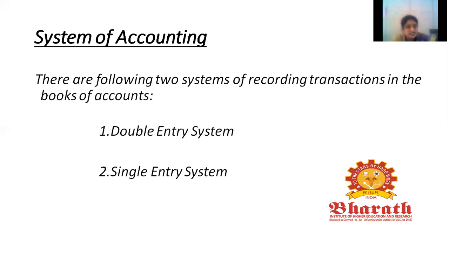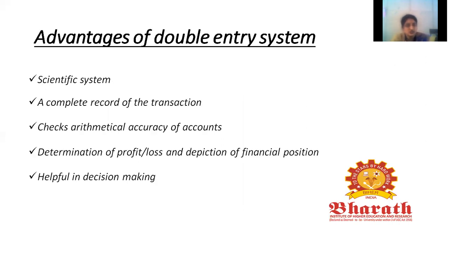And coming to the single entry system, here both aspects are not recorded for all the transactions. Either only one aspect is recorded or both aspects are not recorded for all the transactions. So this is the explanation about these two.